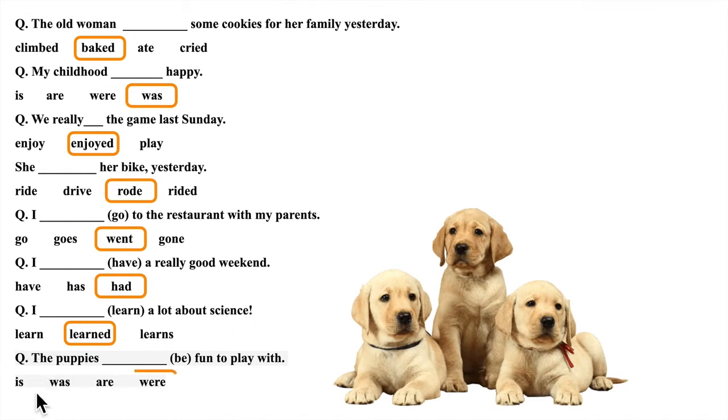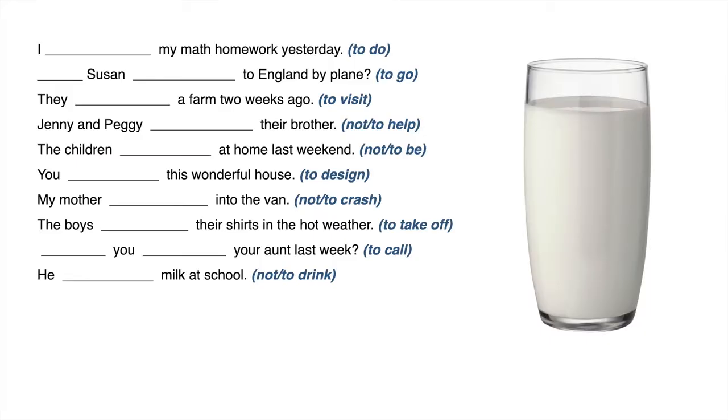The puppies were fun to play with. Now, if you say the puppies are fun to play with, that means in general, simple present. But if you say the puppies were fun to play with, then it means in the past. So, for example, if you go to your friend's house and he has puppies and you play with them, then you go home. Later, you could say to your wife, "The puppies were fun to play with." If the puppies are in your house, then you might want to say, "The puppies are fun to play with."